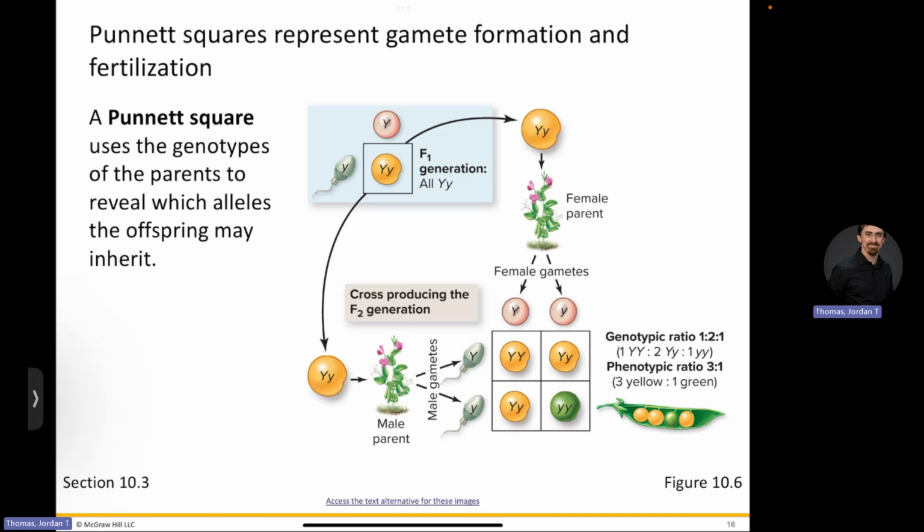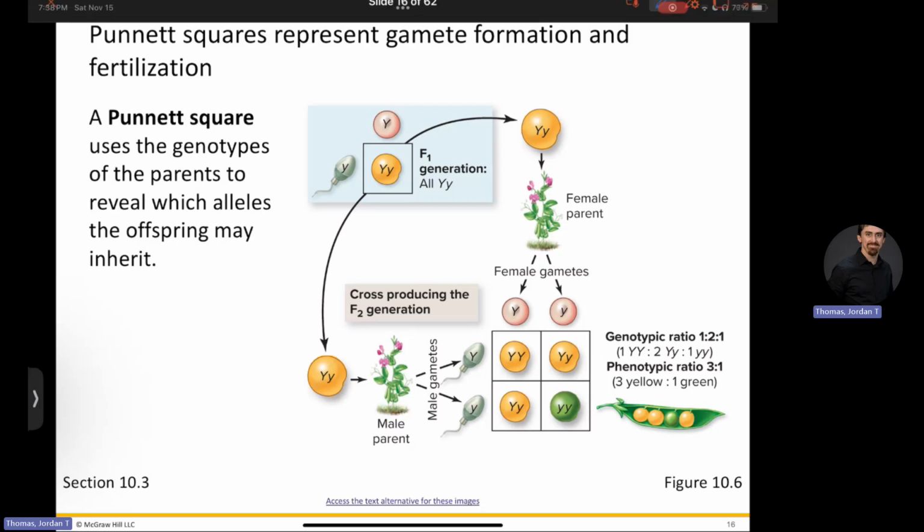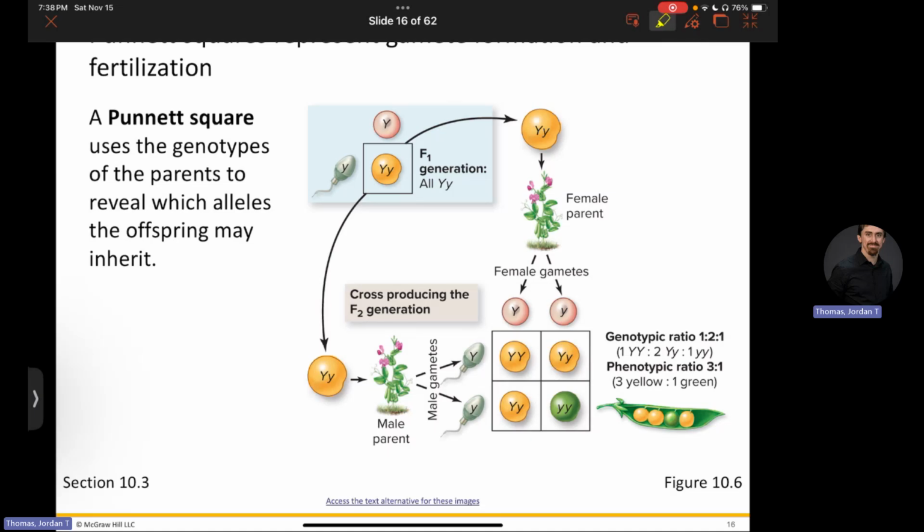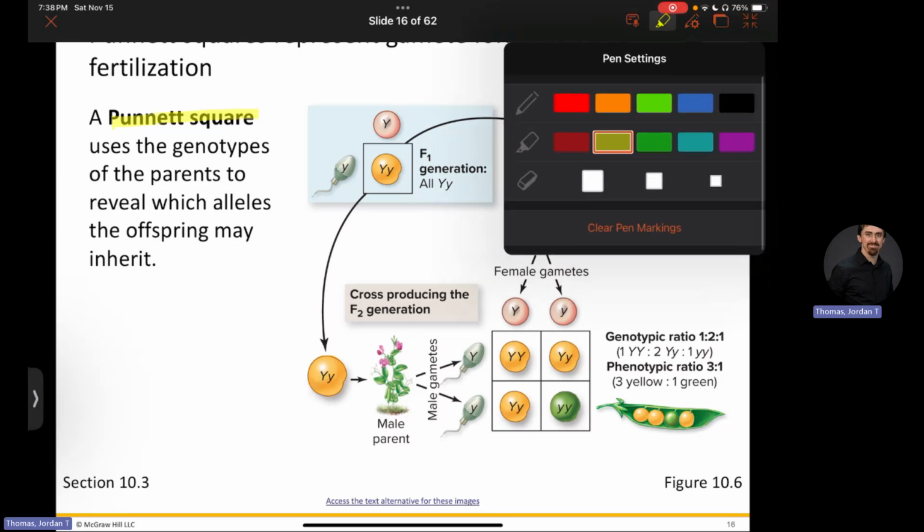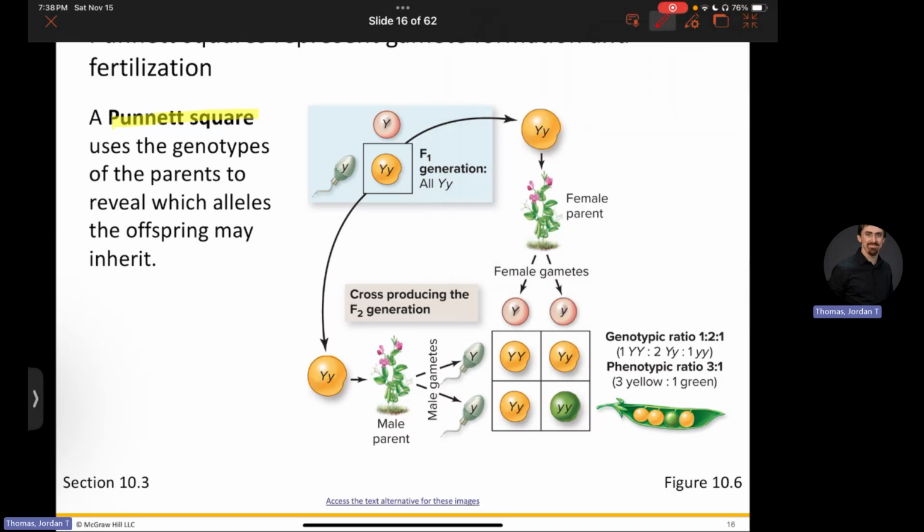Now, with all that said, how does this go into predicting inheritance? We have what's called a Punnett square for this. So a Punnett square uses the genotypes of parents to reveal what alleles the offspring may inherit.